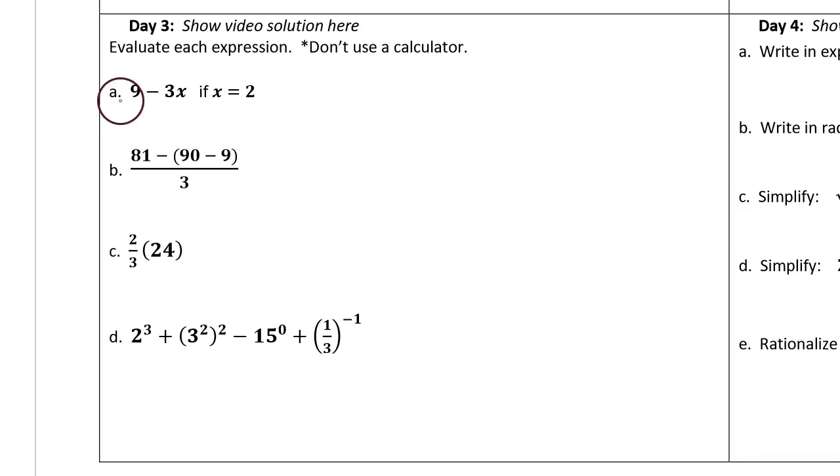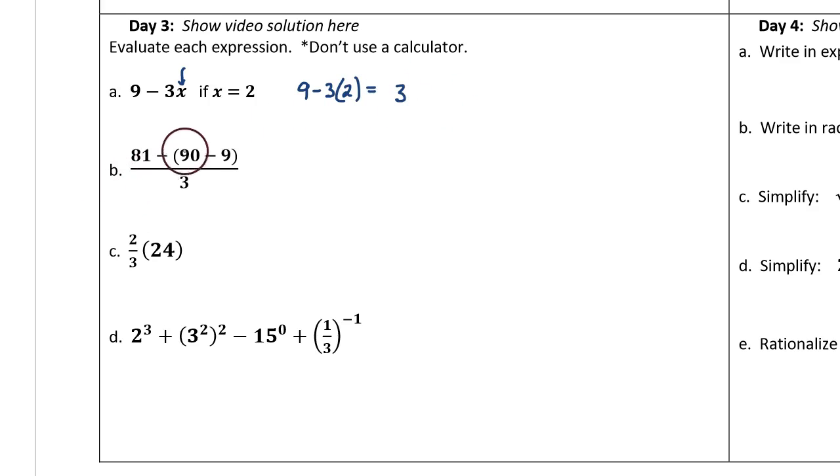Evaluate the expression. So first question, 9 minus 3x, and we're told x equals 2. So take the value of x, 2, and substitute it in place of the letter x. So our expression becomes 9 minus 3 times 2. 3 times 2 is 6, so 9 minus 6 makes an answer of 3.